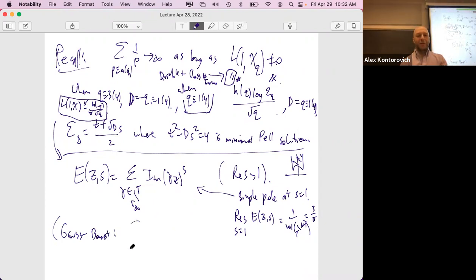Gauss-Bonnet says that if you have a triangle, I'll draw it in the Poincare disk, any triangle, it can have an ideal vertex, it doesn't have to. If these angles are alpha, beta, gamma, so gamma here is 0, then the area of the triangle is pi minus alpha minus beta minus gamma. So in fact, in hyperbolic geometry, exactly. That's why I'm drawing it in the Poincare disk.